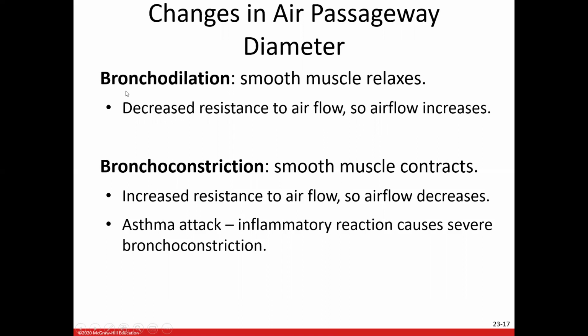So when something is bronchodilated or undergoes bronchodilation, that smooth muscle surrounding the bronchioles relaxes. So we increase the amount of space that air can flow through, which decreases resistance. So we have increased airflow.